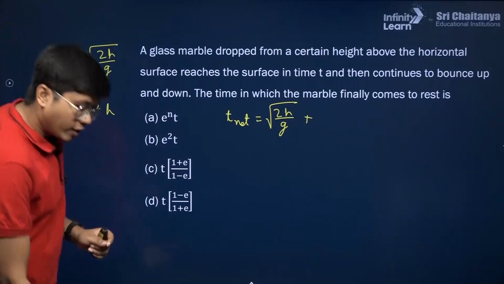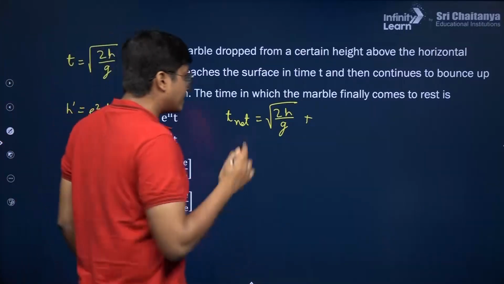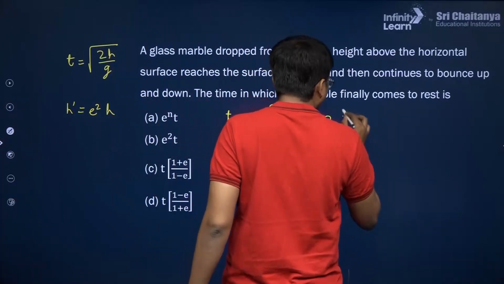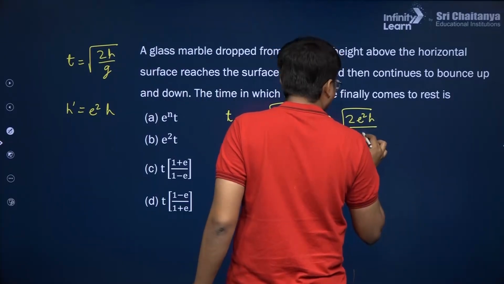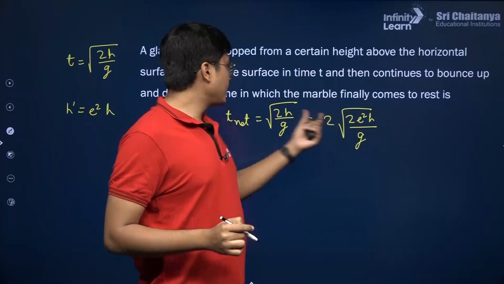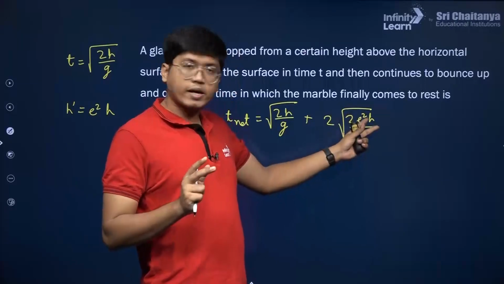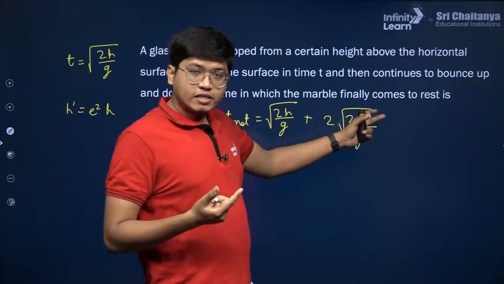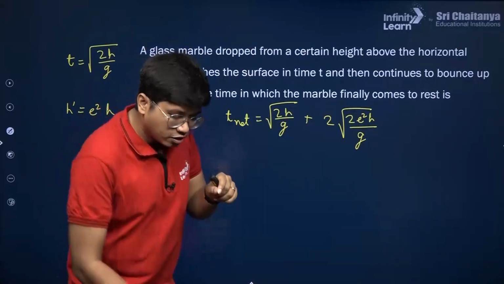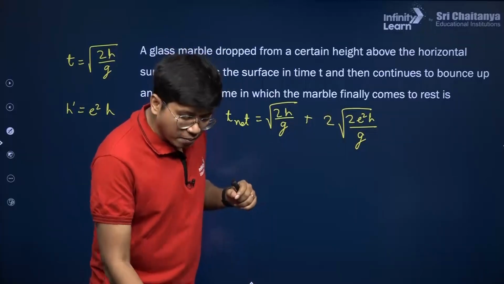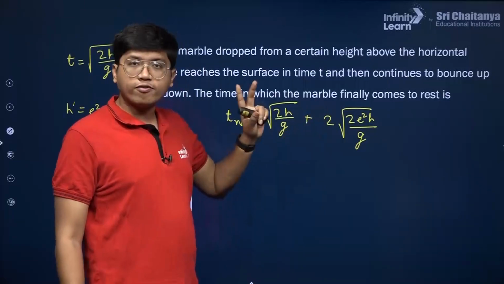So the next time, when it rises up and again falls down after the bounce, where the height is given by h dash, then the time taken is 2 into root over of 2e square h divided by g. Now there's two things. First, I've replaced h with h dash because now the height it had to rise was just h dash, which is e square h. Next, I've put a 2 over here because in the first case it was just falling down. This includes the time of going up and again coming down. So it's 2 times the time of falling down. So that is why we have the factor of 2.